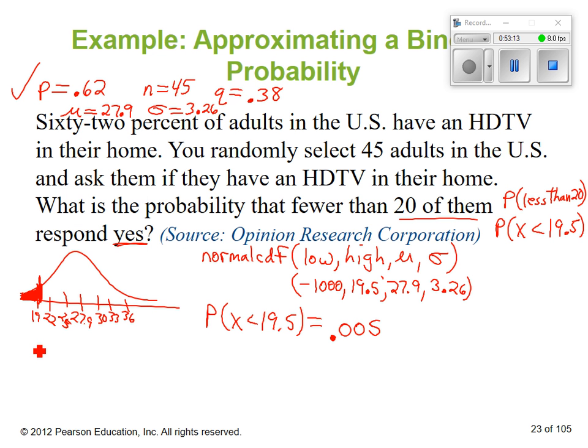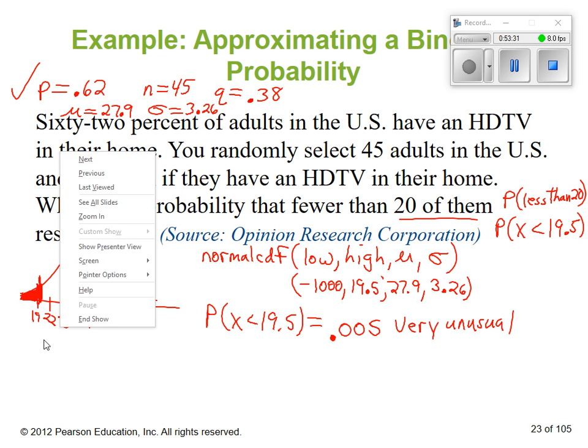Does that small percentage make sense for what we have here? Yeah, it makes sense that it should be a small percentage. Since it's that small, what do we know about this? That is unusual. Very unusual. All right, this one happens to be very unusual. If you just put unusual, I'd be all right with that, but it's going to be unusual.